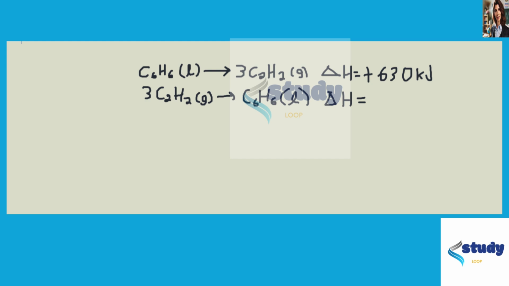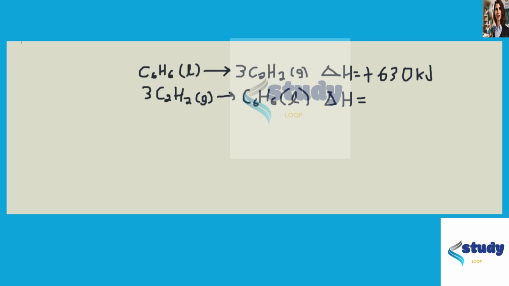All right, hey guys, today we're doing problem 48 in chapter 5 of Chemistry: The Central Science. We're looking at the decomposition of benzene, C6H6 (liquid), to gaseous acetylene, C2H2. So we see this reaction up here: C6H6 (liquid) gets converted to 3 C2H2, with the change in enthalpy being a positive 630 kilojoules.